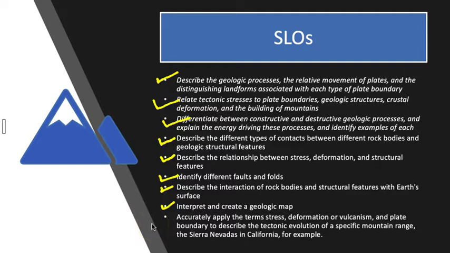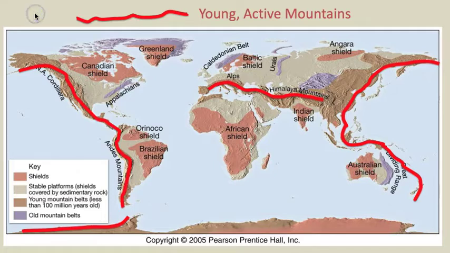Accurately apply the terms stress, deformation, volcanism, and plate boundary to describe the tectonic evolution of a specific mountain range, the Sierra Nevadas in California, for example. The geologically young mountains, those less than 100 million years old, are found along the margins of the continents surrounding the Pacific Ocean and along an east-west trending line through southern Asia and Europe.